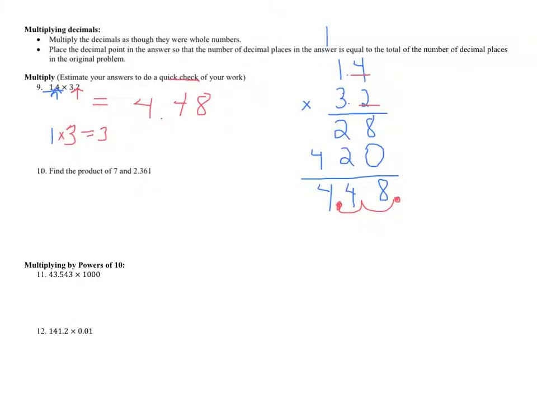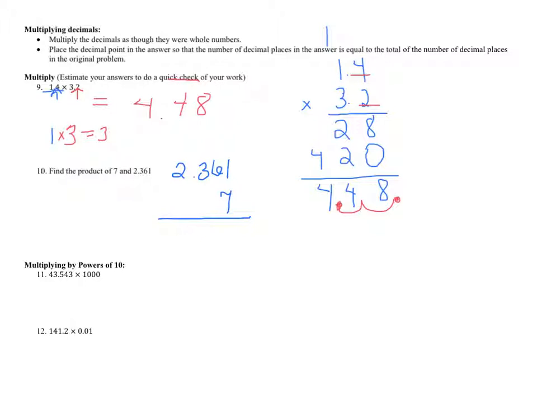Now for example 10. We want to find the product of 7 and 2 and 361 thousandths. Well, the order of multiplication doesn't matter, so I'm going to choose to write the 2 and 361 thousandths as my top number that I'm multiplying by 7. I did this because I like the number with the fewest digits as the second number so that I don't have to go through as many rounds of multiplication.